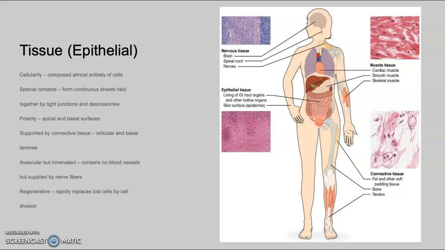Going into epithelial tissue, it has cellularity. It is composed almost entirely of cells. It has special contacts that form continuous sheets held together by tight junctions and desmosomes. It has polarity, with apical and basal surfaces. It's supported by connective tissue, the reticular and basal laminae. It is avascular but innervated. It contains no blood vessels, but it is supported by nerve fibers. It is regenerative, which means that it rapidly replaces old cells by cell division.